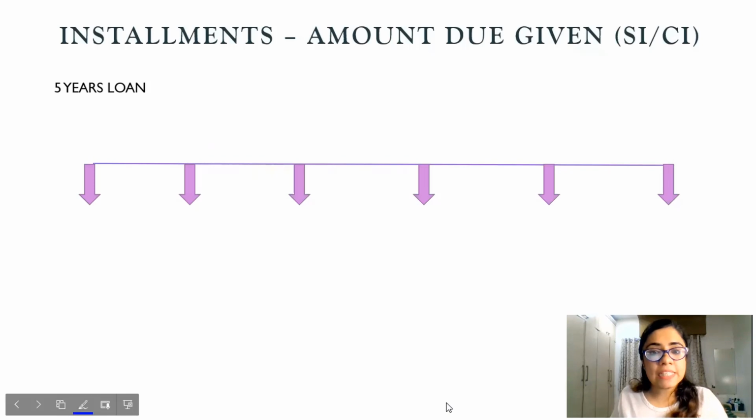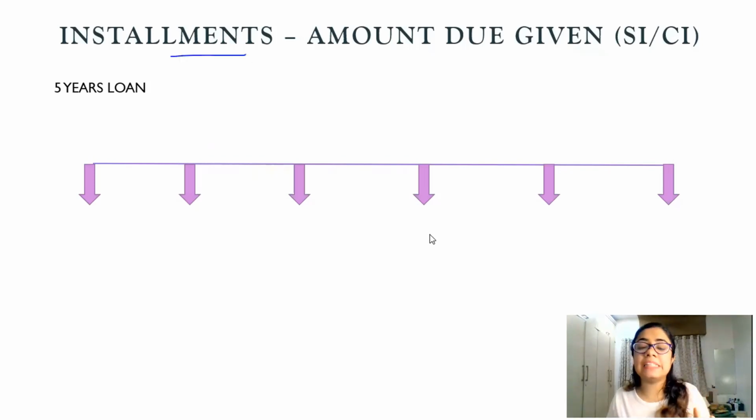Okay, so let's start with the concept of installments. There are two basic methods of calculating installment. So we'll start with the first method. In this method, your amount due is given. The amount or the lump sum money which you are supposed to pay at the end of 5 years or at the end of 10 years or at the end of your loan period is given. Now, this amount can be calculated at simple interest or compound interest.